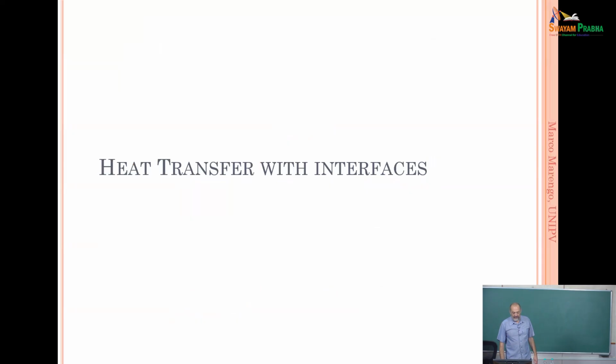Another point is the heat transfer with interfaces. I'm coming back to this point though. In the next lessons, I'm going to speak about CFD modeling with surface tension, and I will speak about that. But it's very clear from the equations.